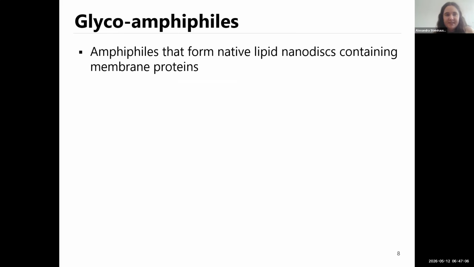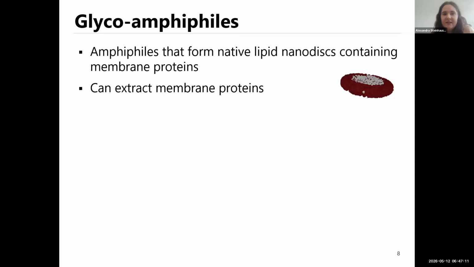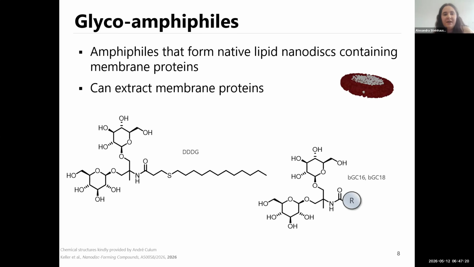So glycoamphiphils are small molecule amphiphils that form native lipid nanodiscs that contain the membrane protein. They can extract the membrane protein with its native lipids around them. Shown here are 2 structures. On the left, you can see DDDG, which was the glycoamphiphil that we worked with in the paper. On the right side is the newer generation of glycoamphiphils called the BGCs. The abbreviation is for bisglucosides. They are already tested, and they seem to have even better properties compared to DDDG. However, the paper was with DDDG, so we stick with that for now.